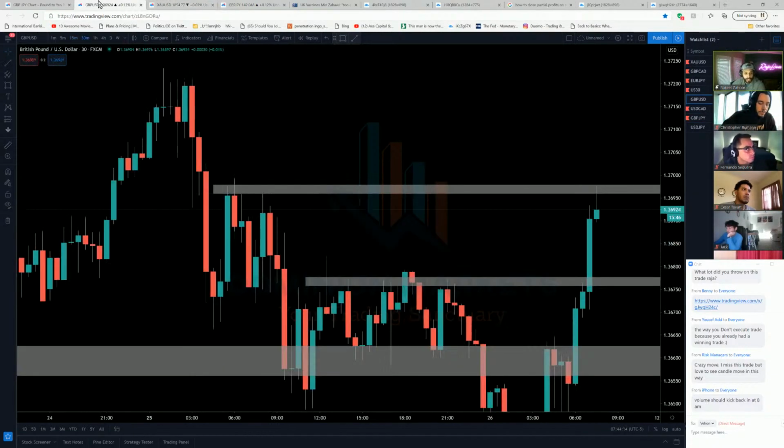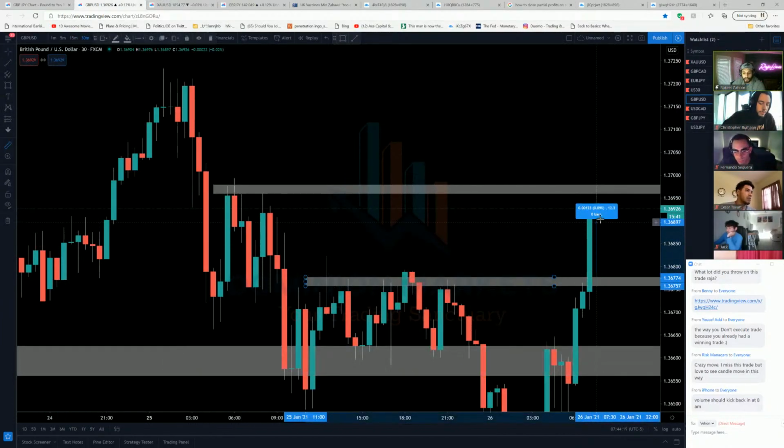Gold is still ranging here. Pound USD completed the whole move. I think Pound USD was a much better move here. It's like an 18-19 pip range here.